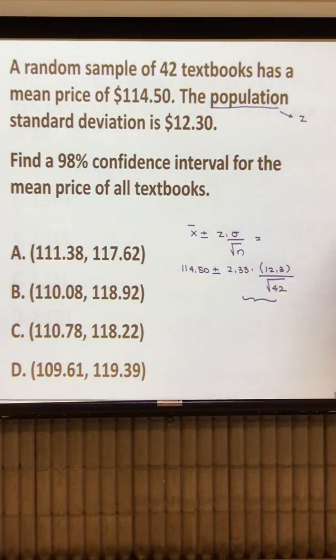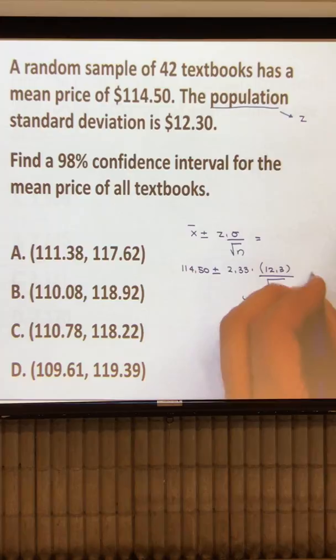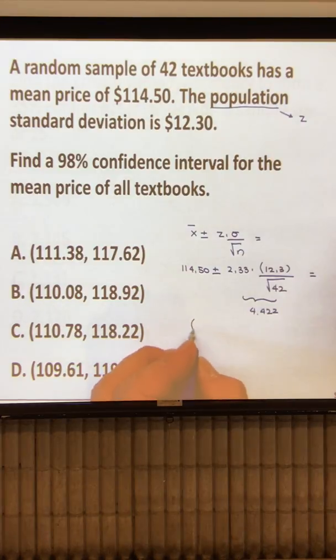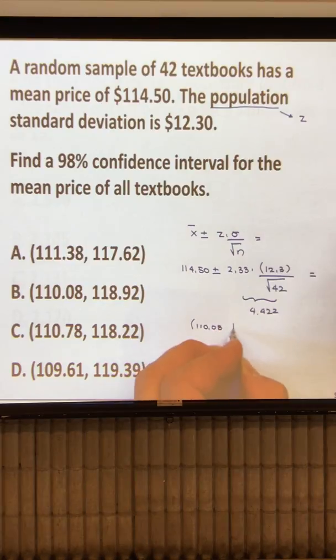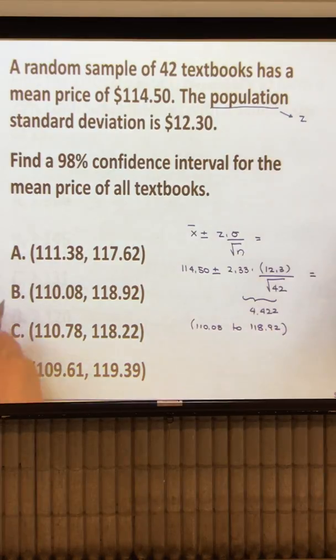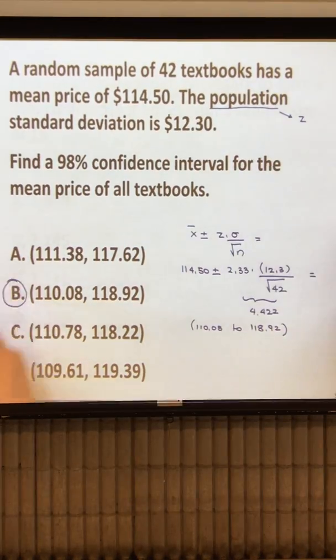The margin of error is 4.422. So we do 114.5 minus 4.422, and then 114.5 plus 4.422. So in this case, your answer is going to be 110.08 to 118.92. So the correct answer is B.